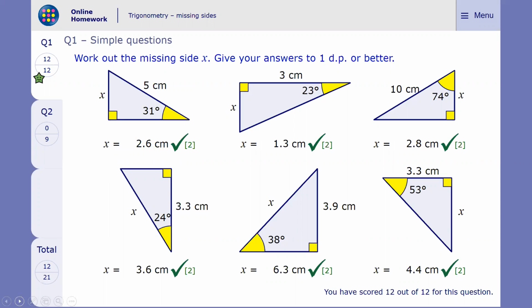And here are the answers. Hopefully you got them all right. If you've got any problems, we'll see if we can sort them out in the one-to-one lessons.